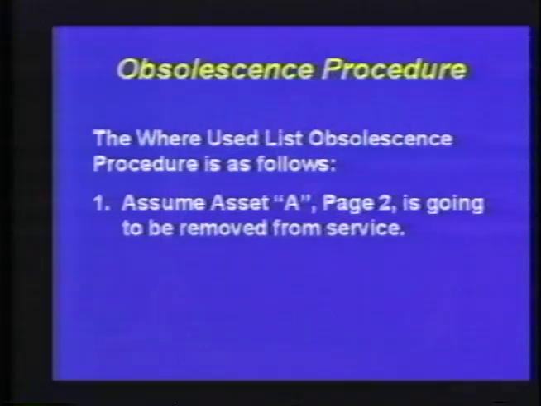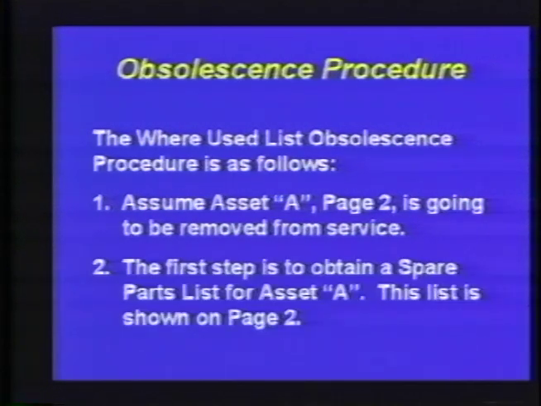Now, if you would turn to page number 4, I'm going to walk you through step by step how an obsolescence program should be introduced. First of all, step 1 indicates that we're going to take asset A, which is equipment A, page 2, from service. We're going to remove it.